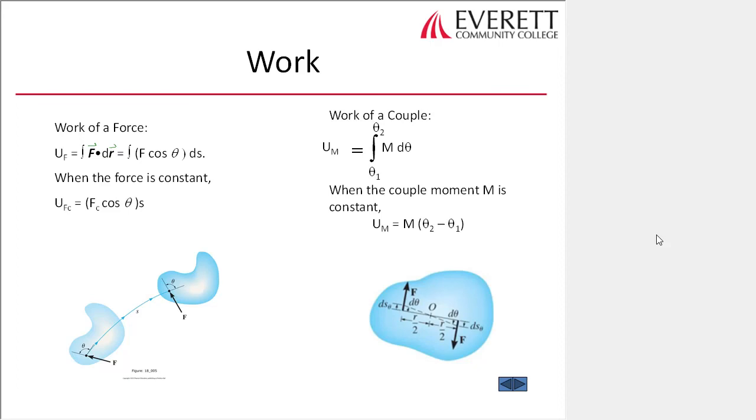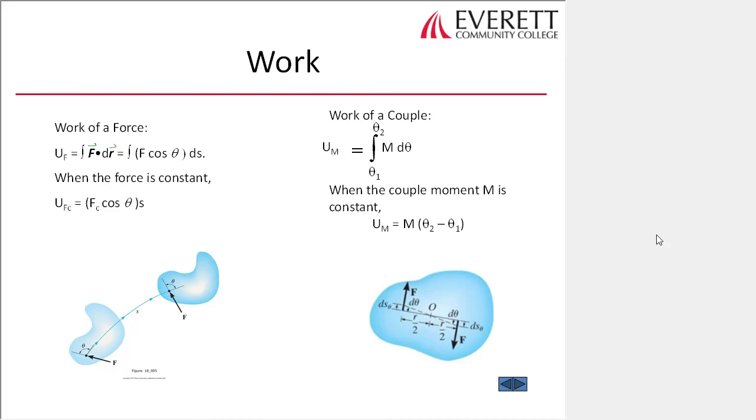The moment's causing spin. So the work of a couple is just going to be the integral of M dθ. Notice there's not a dot product there. Can anybody tell me why there's not a dot product there? Why isn't it M dot dθ? 2D, exactly right. This is only for 2D, there's no dot product. Because in 2D, all the M's are in the k direction, and all the thetas are about the k-axis. So the work of a couple is the integral of M dθ from θ1 to θ2.